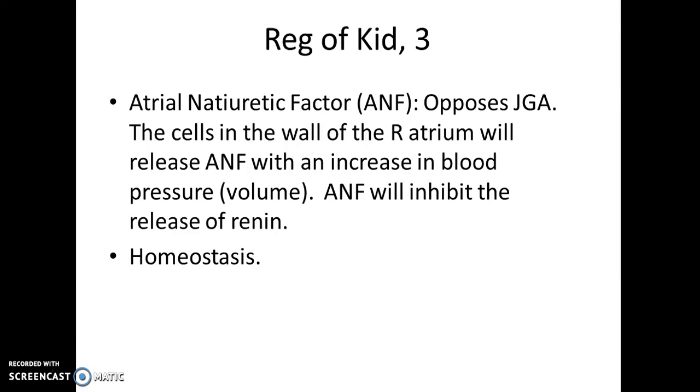The cells are found in the right atrium of your heart, and when you have high blood pressure, your ANF will be produced, and that will inhibit JGA, which inhibits the release of renin, so that will bring down the water that you absorb, and that will decrease your blood pressure. Remember, homeostasis, you need that balance.